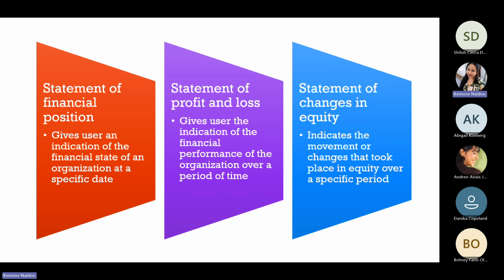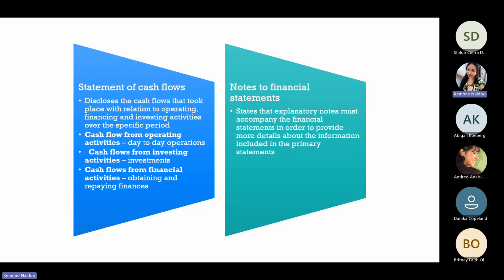Okay, and then changes in equity. This looks at the movement or changes that took place in equity over a period of time. As you can see, instead of compiling everything into one large statement that's very confusing, we have different financial statements so that we can keep track of the different aspects of finance that we need to control in an organization. Then we have our statement of cash flow.